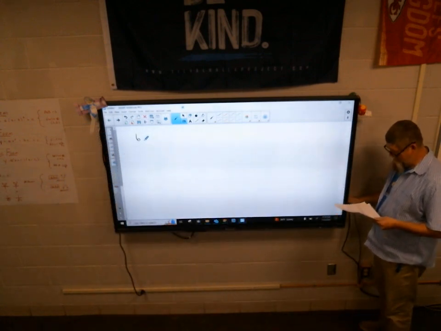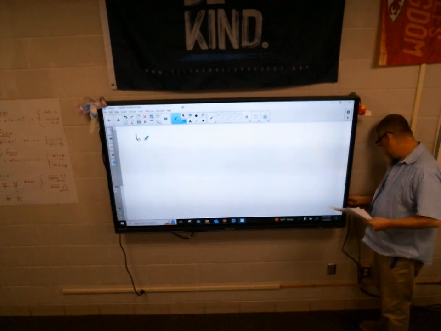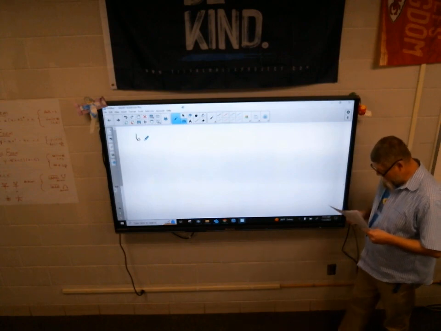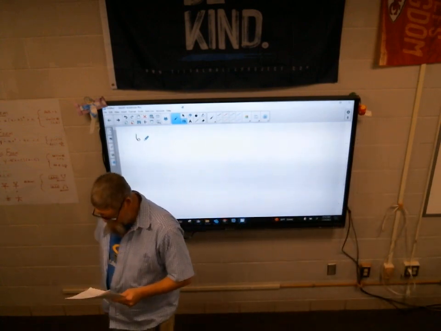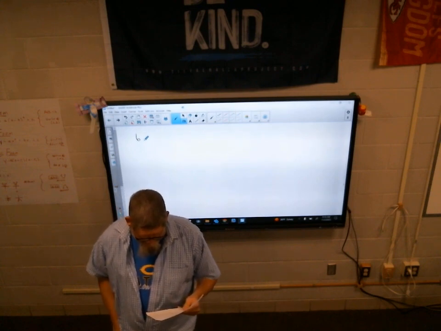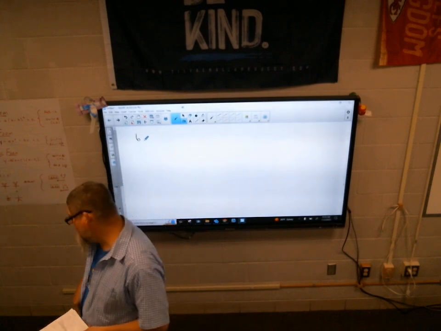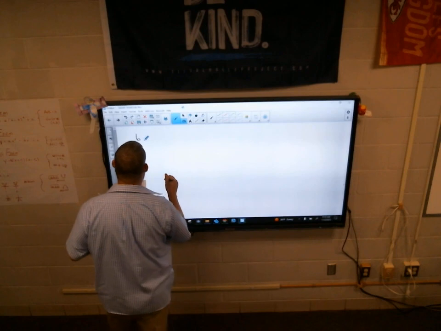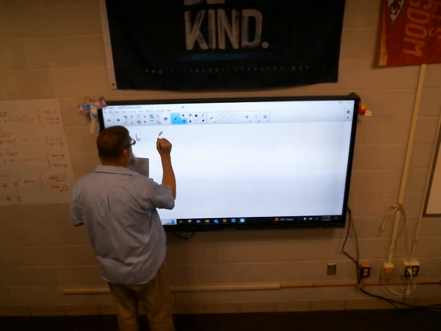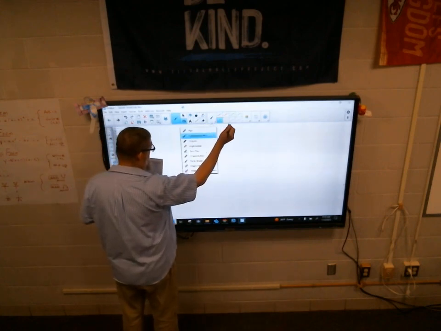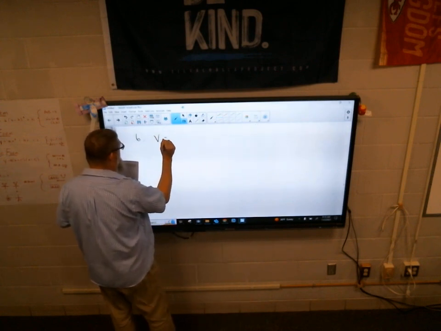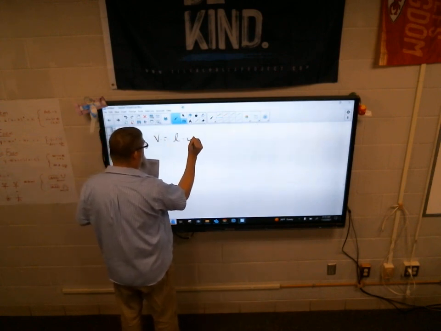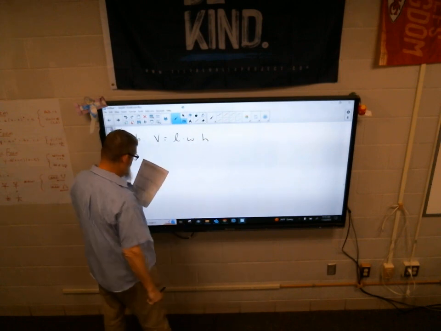Make sure you're on the right problem. The height of the rectangular prism is 3 feet. And then the length and width can be expressed as x minus 1 and x plus 4. If the volume is 198 feet cubed, find the value of x. So we should remember that the rectangular prism volume is going to be length times width times height.